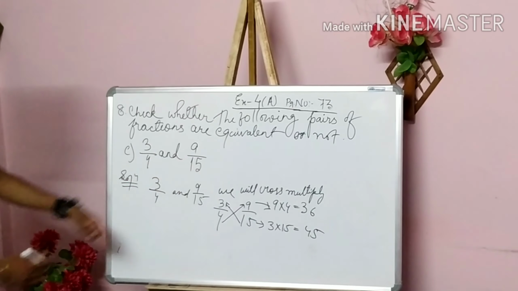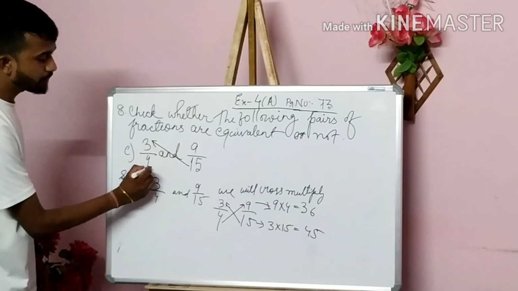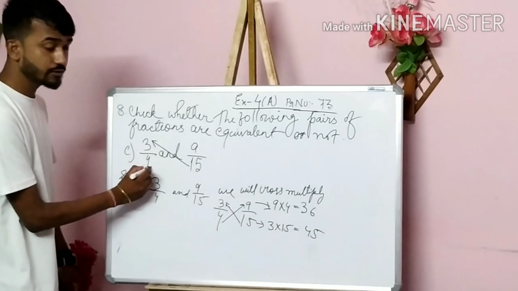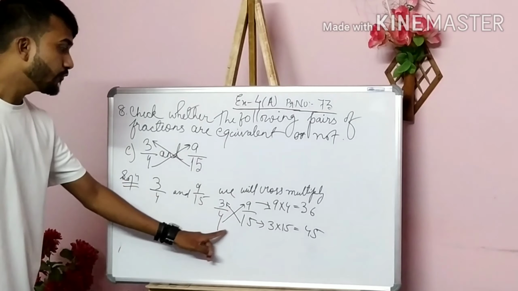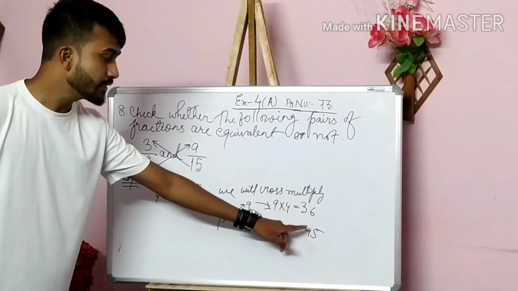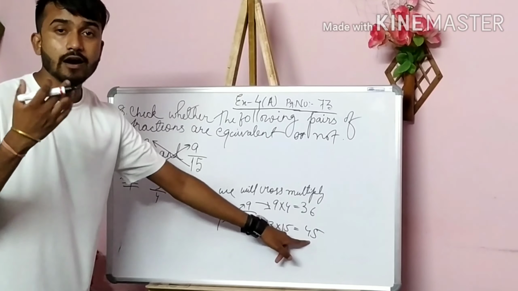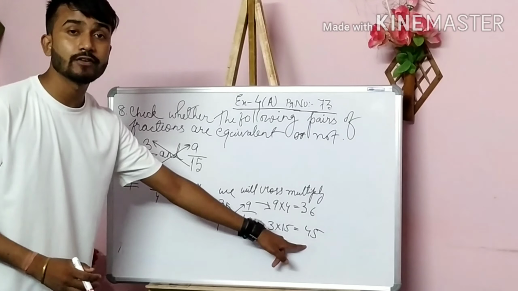See, crisscross. First I have multiplied with this number, and again I will multiply the denominator of the first fraction with the numerator of the second fraction. You see, 9 into 4 I have got 36. Again, 15 into 3 I have got 45. You see, 36 and 45, are they the same? No, 36 is not equal to 45.